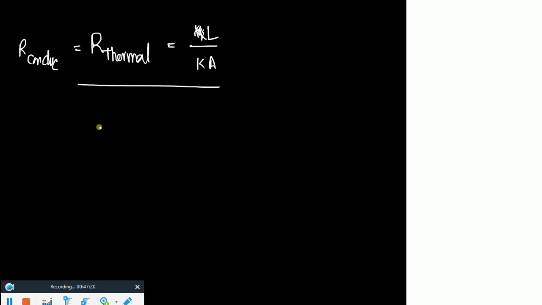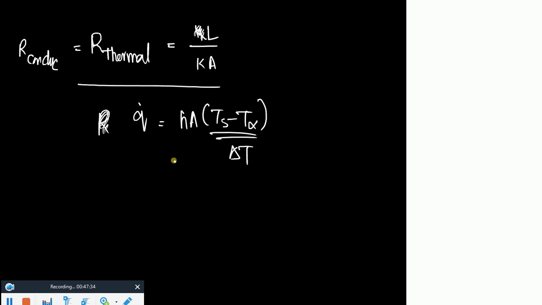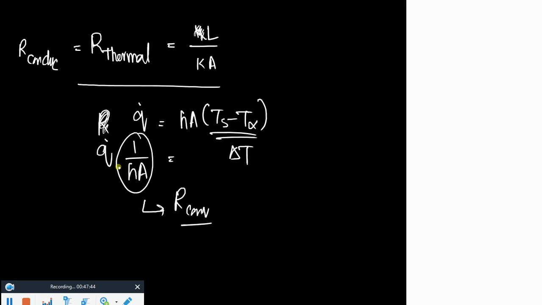If I look at the other side, let's look at the convection. In that case, Q dot is equal to what? hA (Ts minus T infinity). This is delta T, and this would become Q dot into 1 over hA. So what would be the thermal resistance in case of convection? 1 over hA. You understand that?